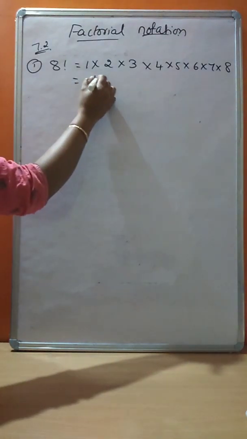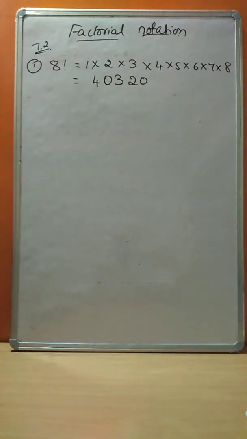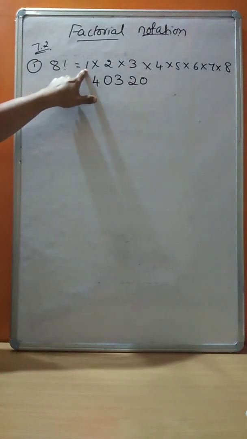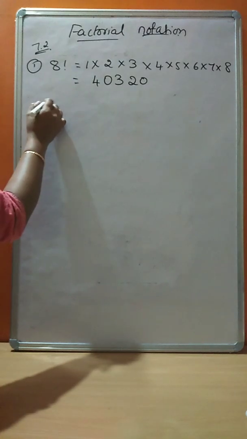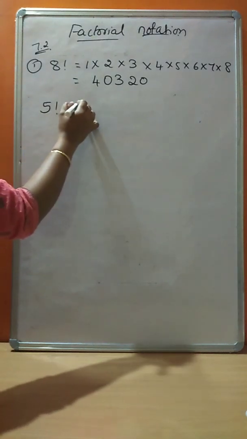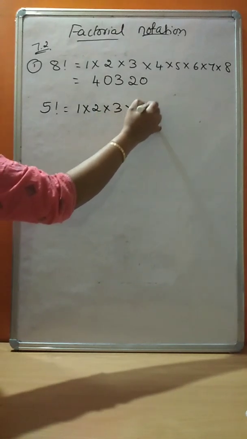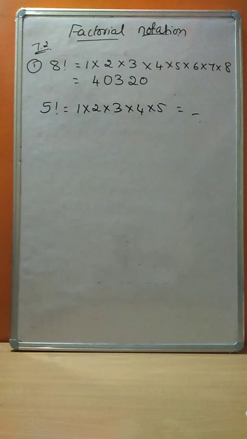We get the solution as 40320. If he has given a single element, we can easily calculate. Whatever the number is, here it is 8, we will start from 1 and end at 8. If I give 5 factorial, what do we do? We start from 1, 2, 3, 4, 5, multiply all this, and we get the solution.